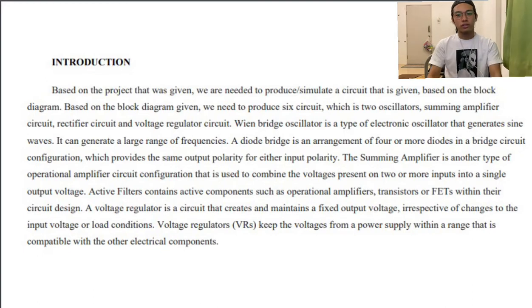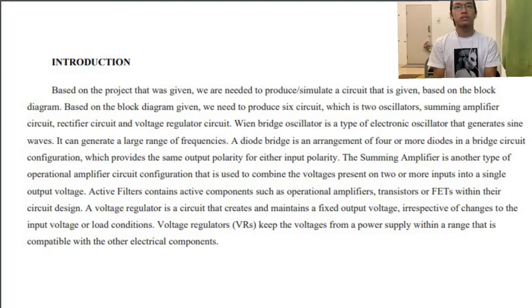For the introduction of this project, based on the project that was given, we need to produce or simulate a circuit based on the block diagram. Based on the block diagram given, we need to produce 6 circuits, which are 2 oscillators, a summing amplifier circuit, a rectifier circuit, and a voltage regulator circuit.